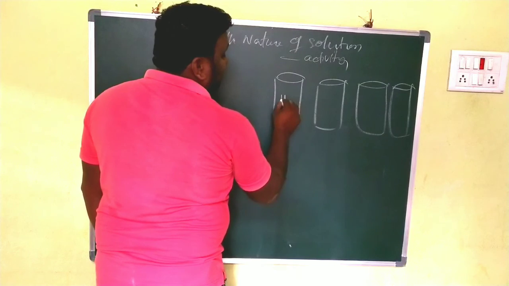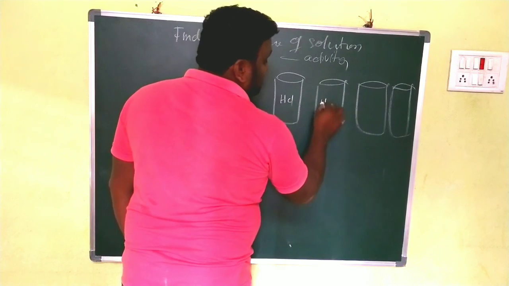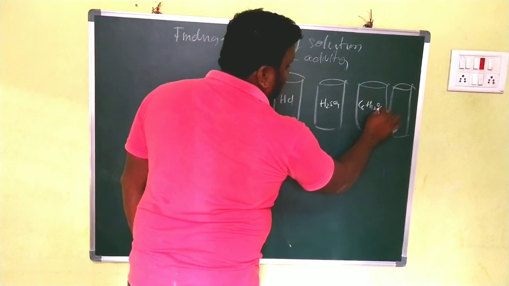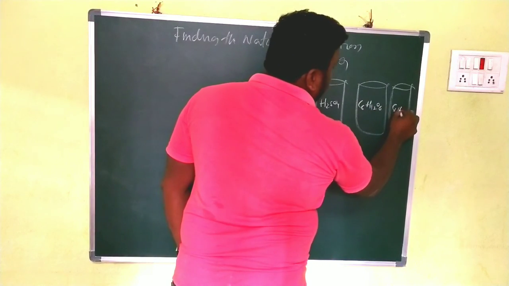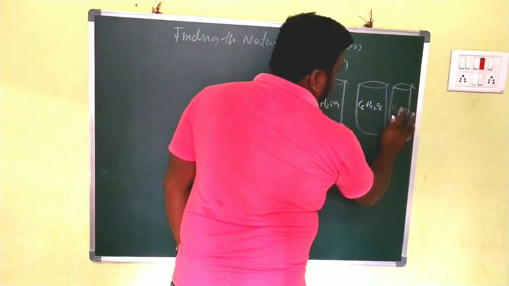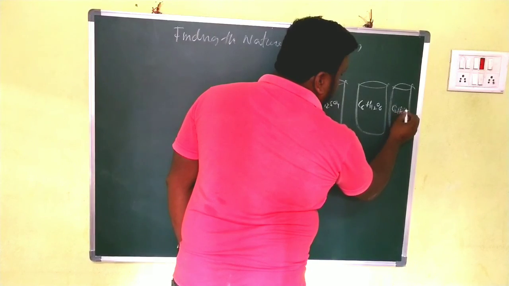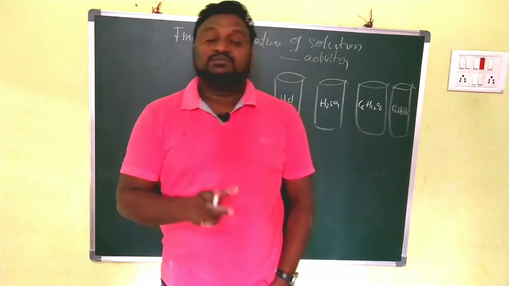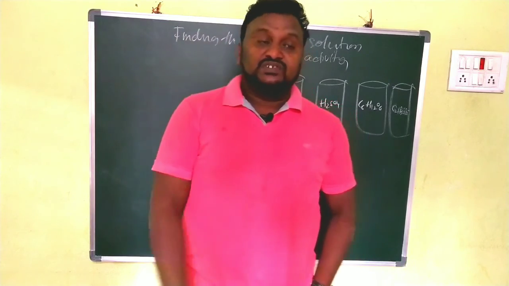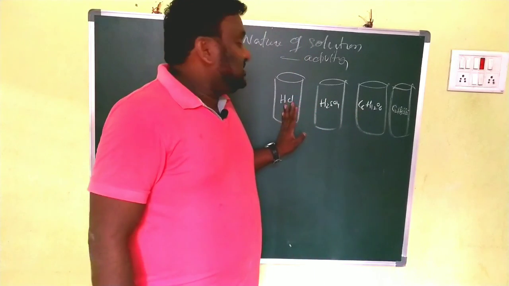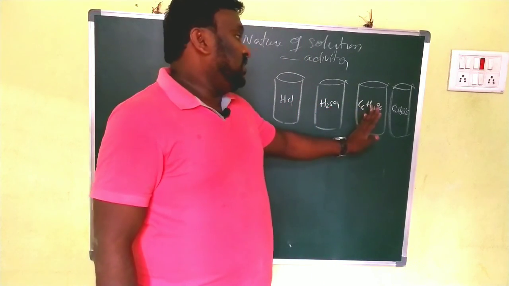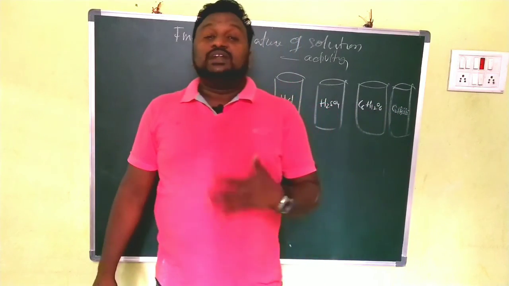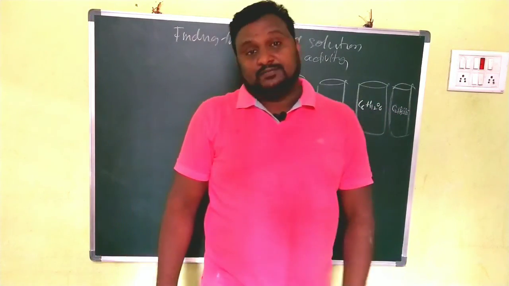I am taking HCl, H2SO4, C6H12O6 glucose and C2H5OH. That means we have to prepare different types of solutions: hydrochloric acid, sulfuric acid, glucose and alcohol. Now we have to distinguish them with one activity.